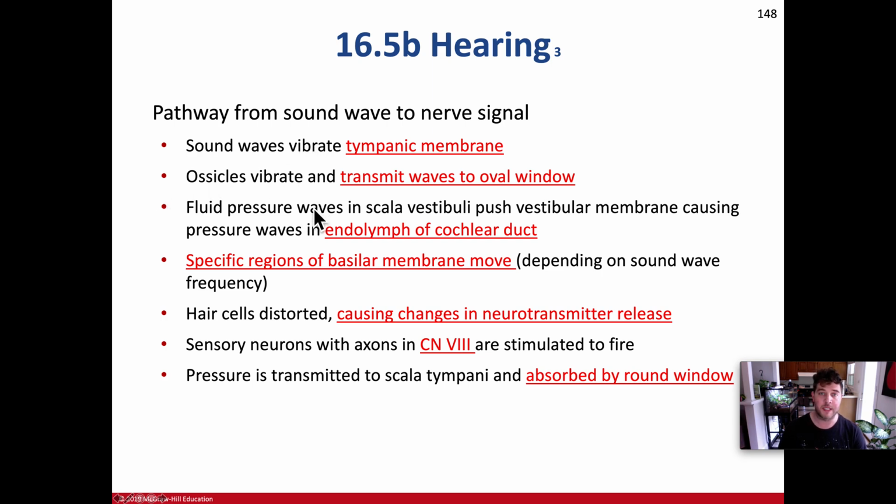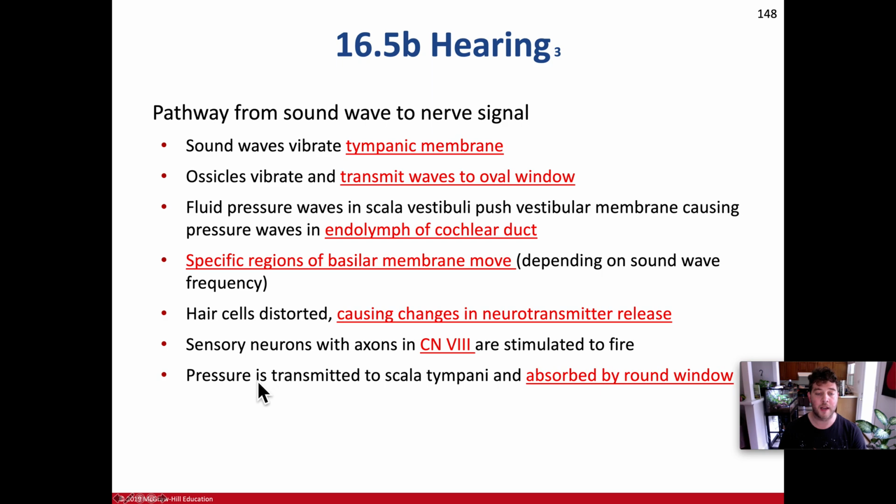The sound waves go from being just vibrations in the air to now vibrating this fluid, this endolymph of the cochlear duct. Specific regions of the basilar membrane will move depending on the sound wave frequency, whether it's a higher pitch or lower pitch. This movement of the basilar membrane will distort certain hair cells, causing changes in their neurotransmitter release. The sensory neurons within cranial nerve 8, the vestibulocochlear nerve, are stimulated to fire based on this neurotransmitter release.